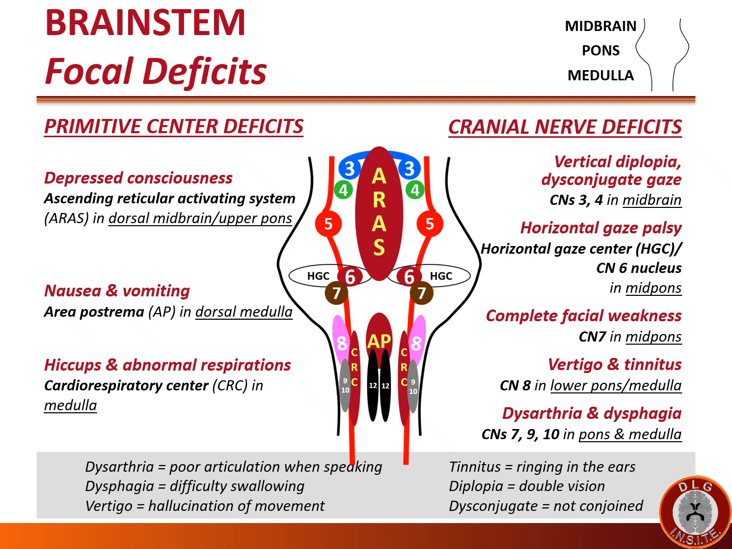Cranial nerve 8 is in that low pons, high medulla area, and its dysfunction can cause vertigo and tinnitus, ringing in the ears. And involvement of cranial nerves 7, 9, and 10, the cranial nerves that supply the palate and a lot of the muscles of swallowing and speaking, can give you dysarthria, slurred speech, from motor weakness of mouth muscles, and dysphagia, trouble swallowing.